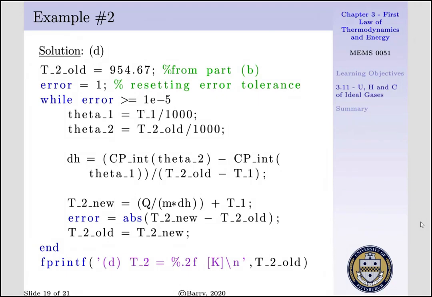And the change of our enthalpy is equal to CP int evaluated at theta 2 less CP int evaluated at theta 1 per our temperature difference. Now we can calculate T2 new. T2 new is equal to heat supplied per our mass times our change of enthalpy plus T1. We define our error as our newly calculated value less our old value, and then we reinitialize our system.